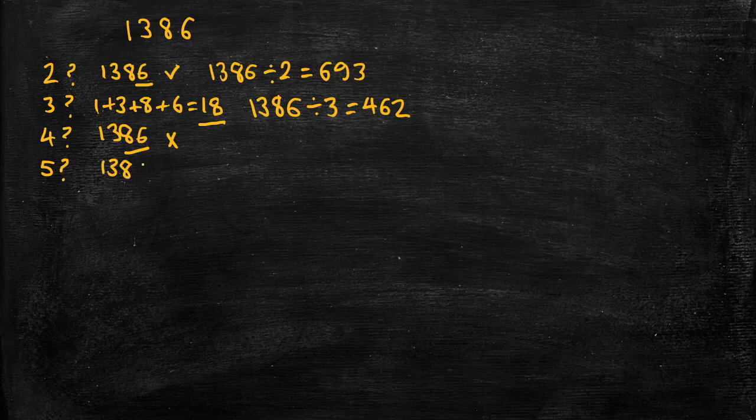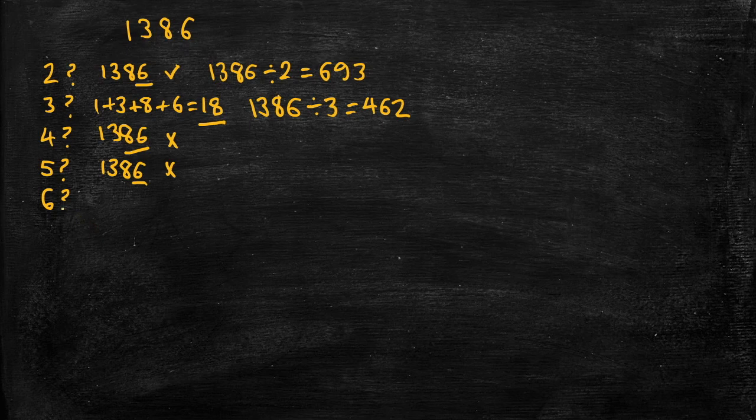Divisibility rule for 5 is to look at the last digit, and if it's a 0 or a 5, then the number itself is divisible by 5, and in this case the last digit is a 6, and so we know 1386 is not divisible by 5.